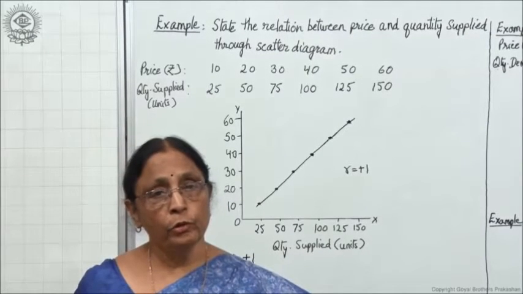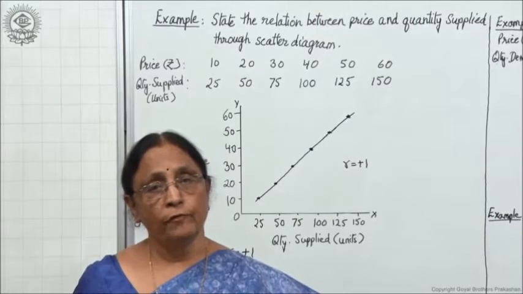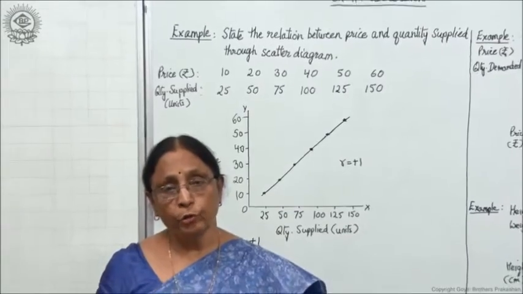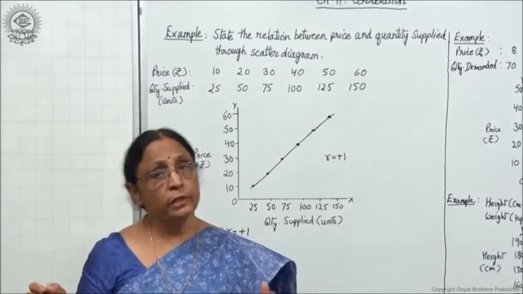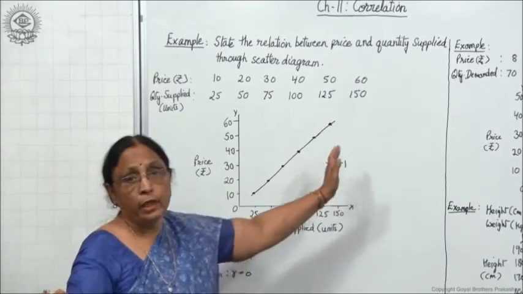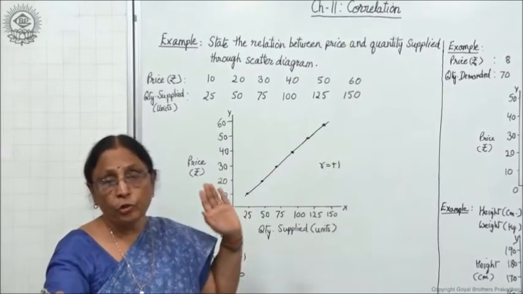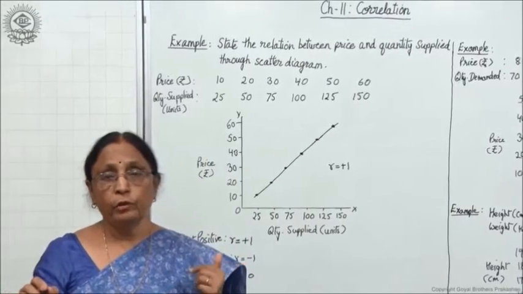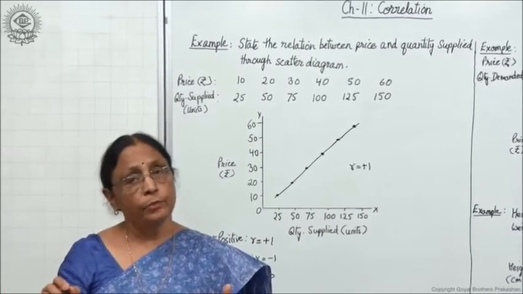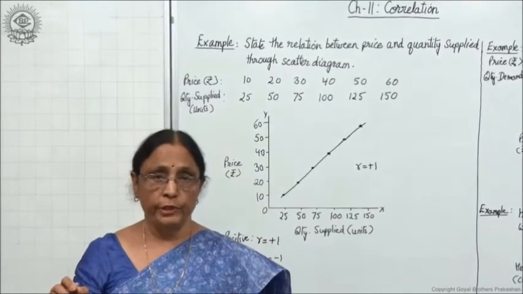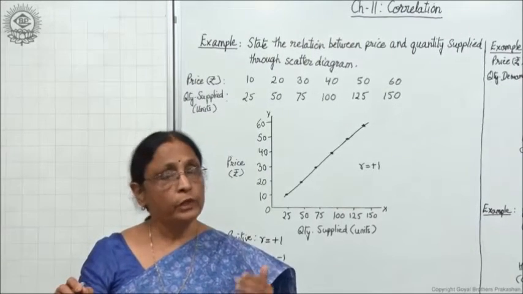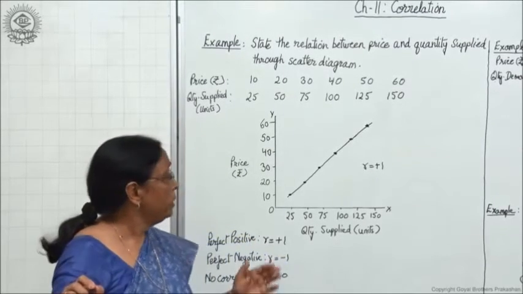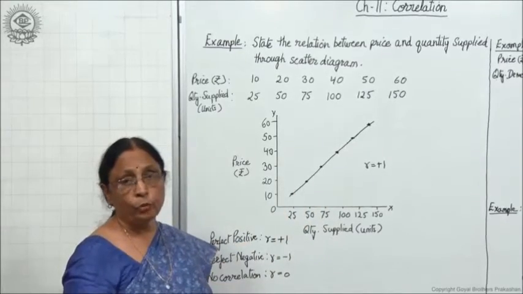And remember what I told you, if the dots are falling on the straight line, this shows that it is a perfect correlation, and if it is moving from left to right upwards, what does it show? It shows positive relation, and as the dots are falling on the straight line, this is perfect positive correlation. This way, with the help of data, you can plot the points or plot the dots and find out the relation between the two variables.